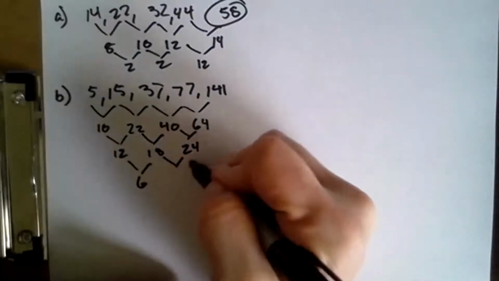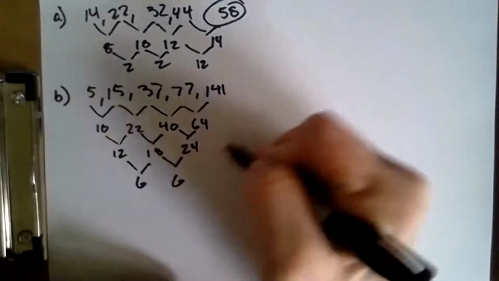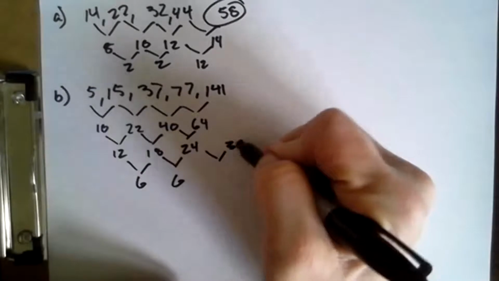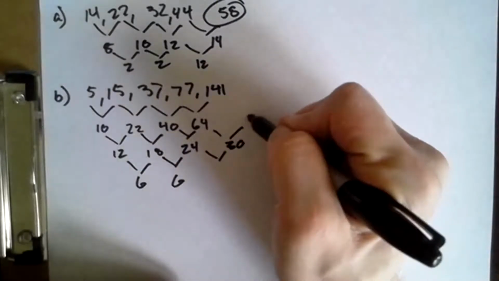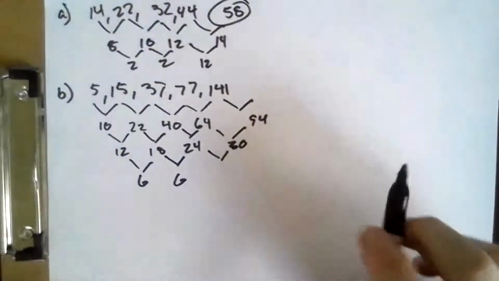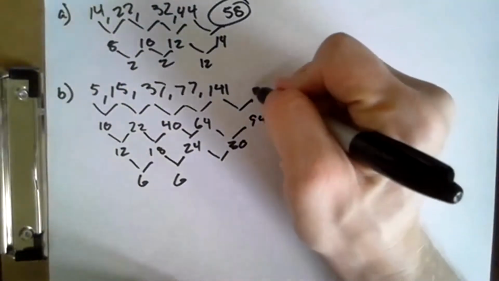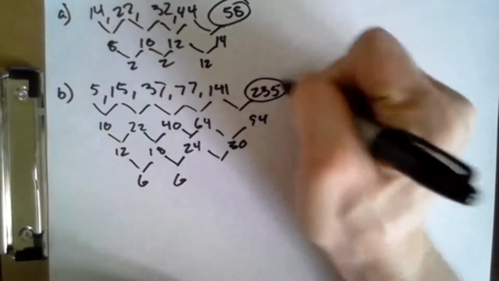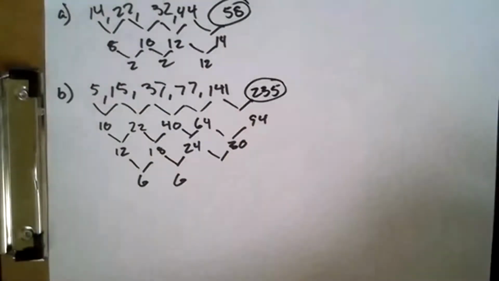18 minus 12 is 6. 24 minus 18 is 6. So we add 6 to 24 to get 30. Add 30 to 64 to get 94. Add 94 to 141 to get 235, which is going to be the next element in our sequence.